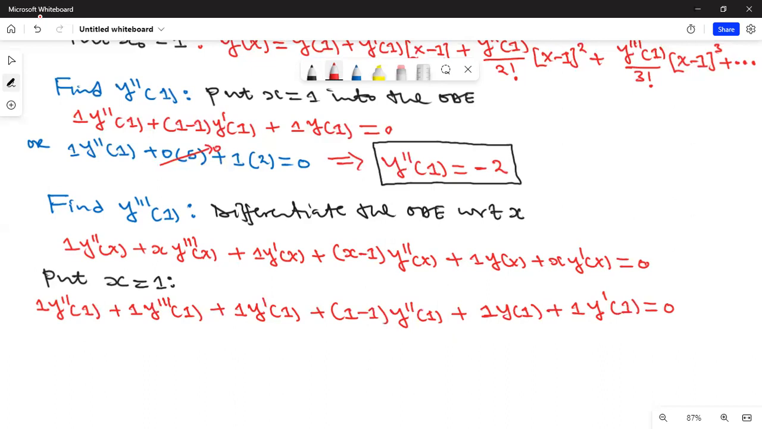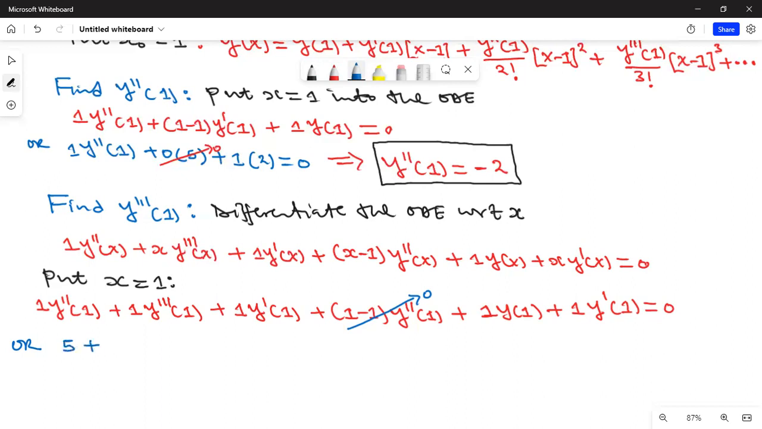Now let's replace what we know. Any term where we are multiplying by 0 should vanish. Because see, 1 minus 1 is 0 times y double prime. Every time you're multiplying by 0, the result is 0. Even for multiplication by 1, you don't need to write it. You know it is the same value. So what is y prime of 1? y prime of 1, we got it to be 5. So just here, it is 5.